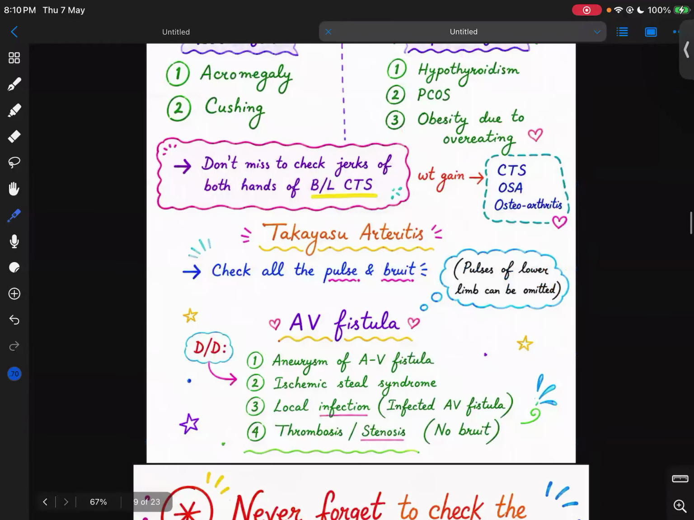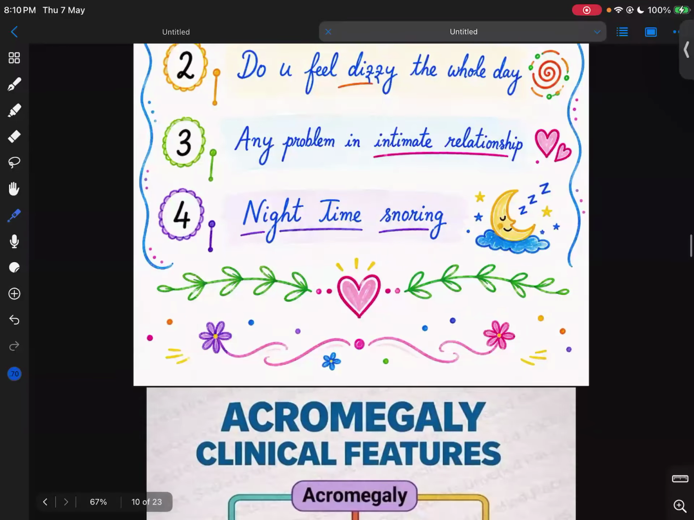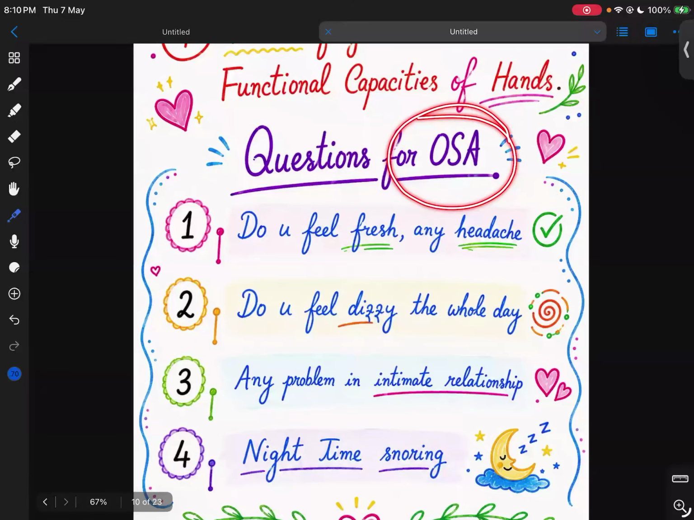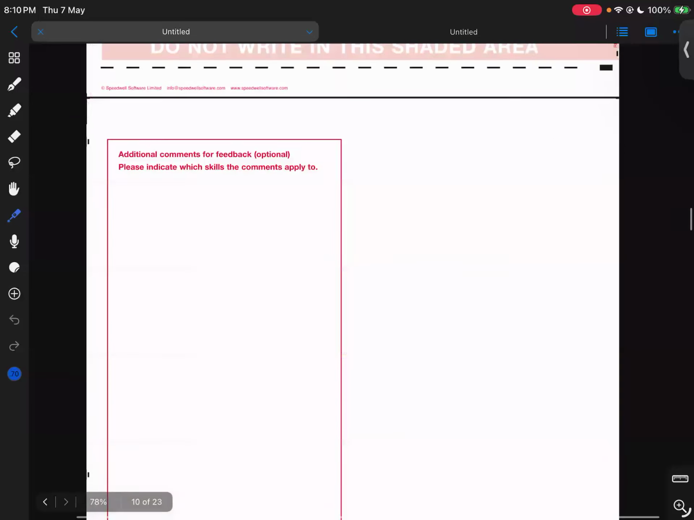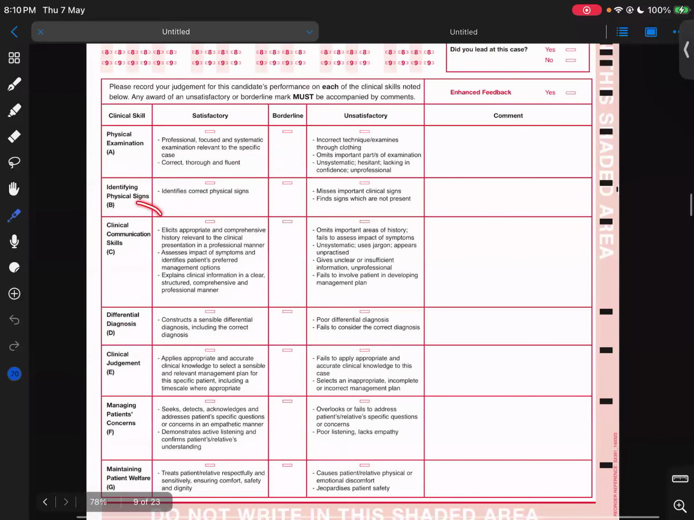Suppose you have been given a case of carpal tunnel syndrome, that is tingling and numbness relieved by shaking. But unless you ask the symptoms of obstructive sleep apnea, you will not find it, and you have to stop the driving for obstructive sleep apnea. And stopping the driving will carry your mark in clinical communication skill. Unless you mention to stop the driving, you will lose your mark in clinical communication skill.